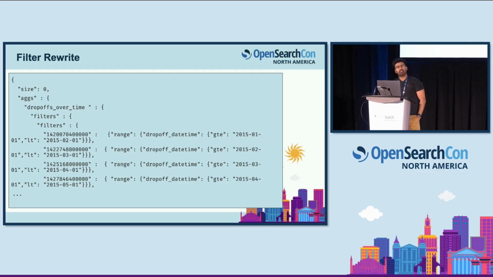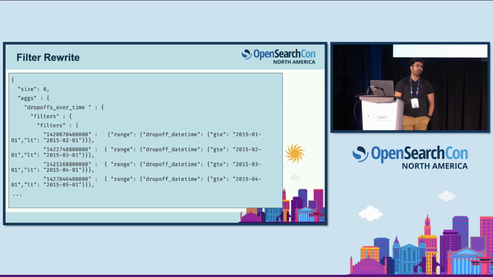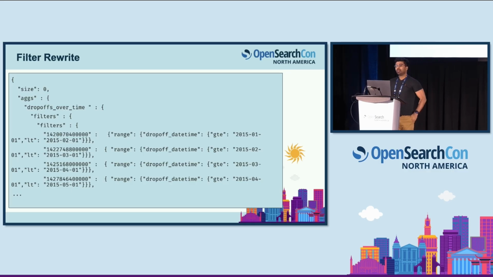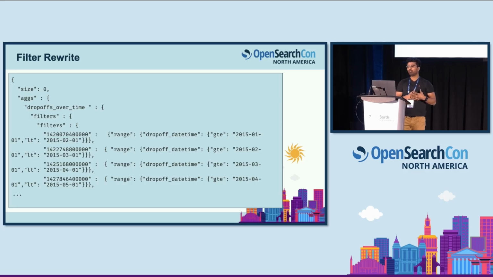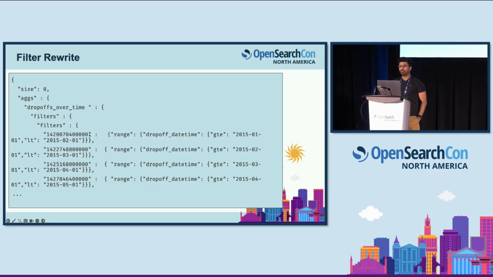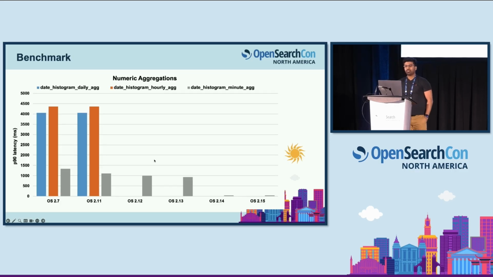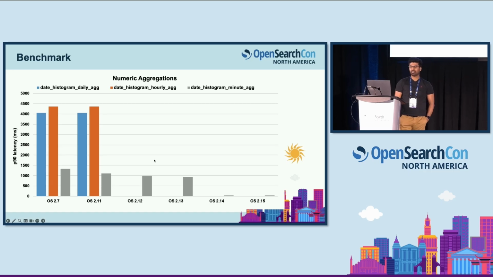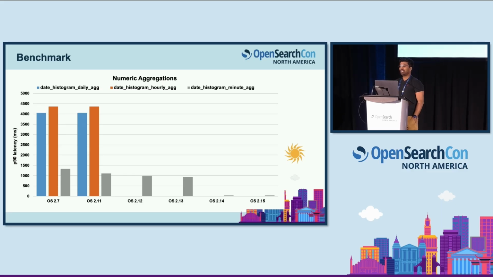And this is when we realized, wow, this is so fast. Why can't we just rewrite this original aggregation search request as a filter query for all the 12 months? So we wrote it into this range query for all the months, and this is what we observed in our benchmarks. So this is more than 50x improvement for daily and hourly aggregations of date histogram across different OpenSearch versions.